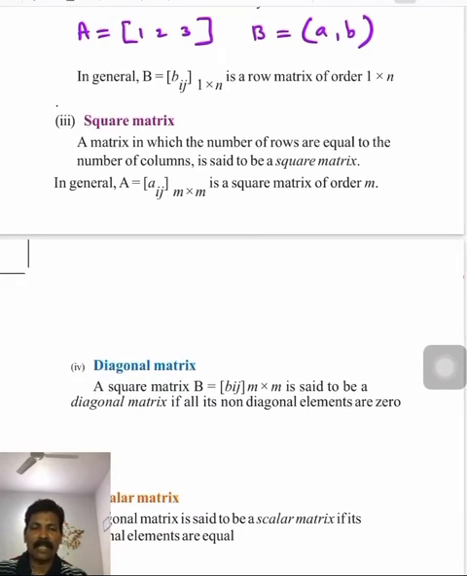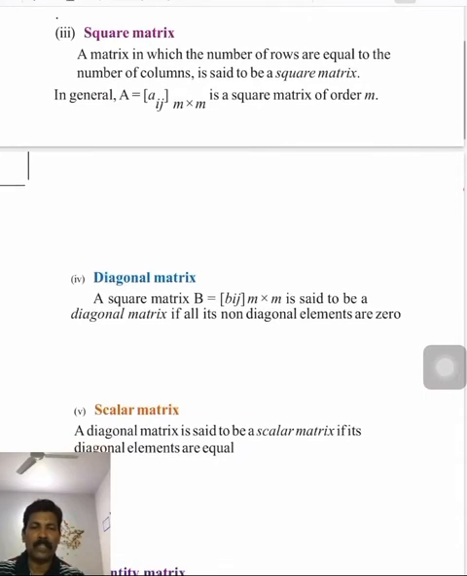Next type of matrix is square matrix. A matrix in which the number of rows is equal to the number of columns is said to be a square matrix. That is, the number of rows and the number of columns should be the same. In general, capital A is equal to [Aij] m by m is a square matrix of order m. M by m means number of rows m, number of columns also m.